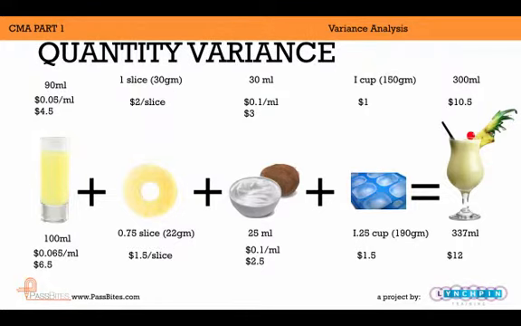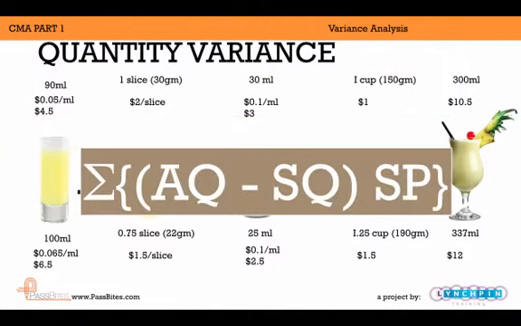Similarly, for quantity variance, we have to individually calculate the actual quantity minus standard quantity times standard price and add them all together. In the example that I'm taking, I'm assuming that the actual production is the same as budgeted production. So standard quantity need not be multiplied with actual production. We can take per unit actual quantity and per unit standard quantity for this example.